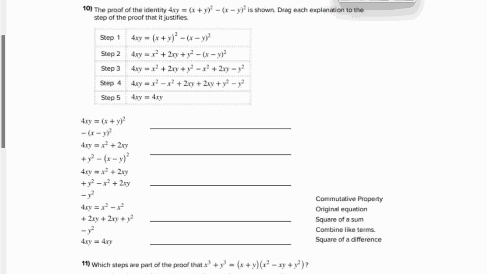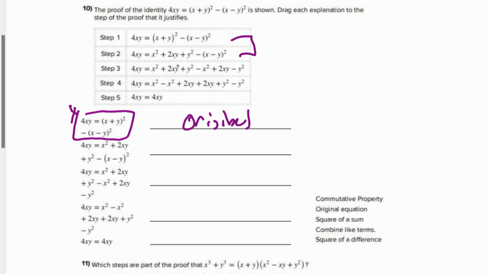Okay, number 10 might be a little easier because it kind of gives you the steps for you, and you're proving again. So you're saying, okay, how did I go from the left-hand side? So how did I go from this one? So what's this one right there? And that is my original, right? So the original one goes there, original. Then how did I go from step 1 to step 2? So there it looks like this is foiled out. So that's a sum of a square.